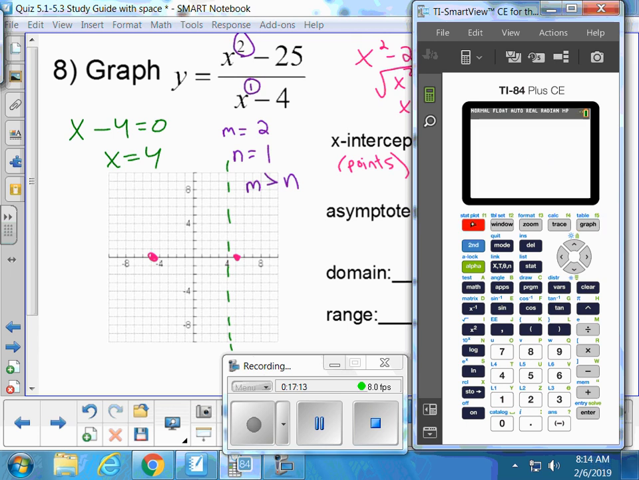Graphy graph. Alpha, F1, number 1. Graph World is so great.